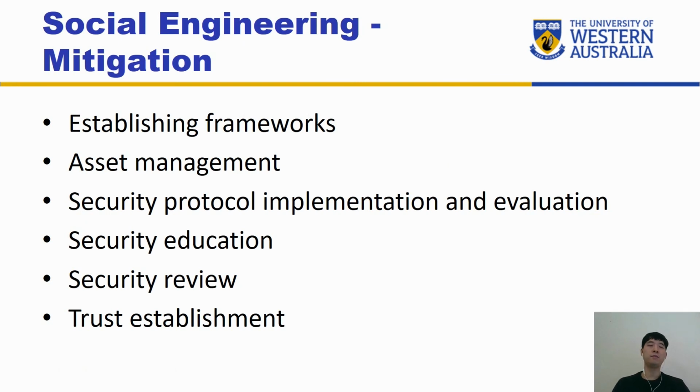So how do you go about mitigating social engineering? Well, there are many ways to do this, but ideally you follow all of them. Establishing frameworks means you have procedures that you follow to ensure that you don't fall into the traps of social engineering attacks. You also have asset management. Make sure that you have backups, authentication, trust, and privacy, all those layers implemented to protect your assets. Security protocol implementation and evaluation is very important. You need to evaluate whether your security protocols are implemented correctly.